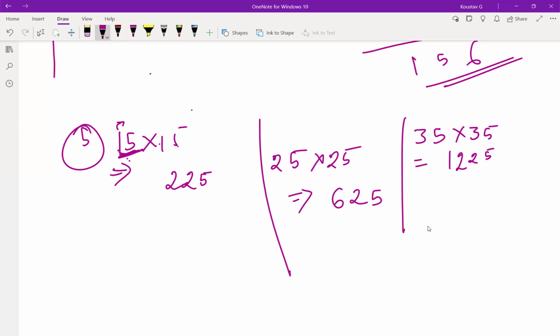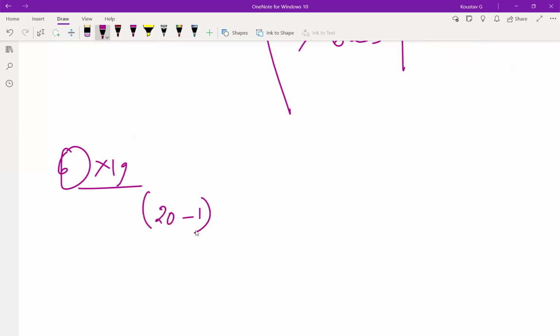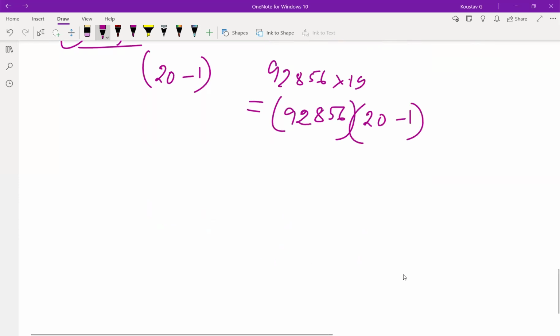But whenever you multiply any number with 19, what will you basically do? It can be treated as multiplied by 20 minus 1. Suppose 92856 multiplied by 19 is your question. So you will do 92856 multiplied by 20 minus 1.